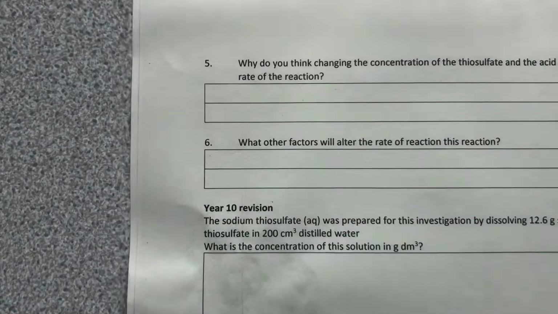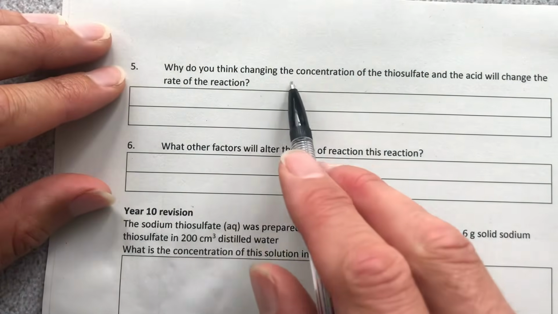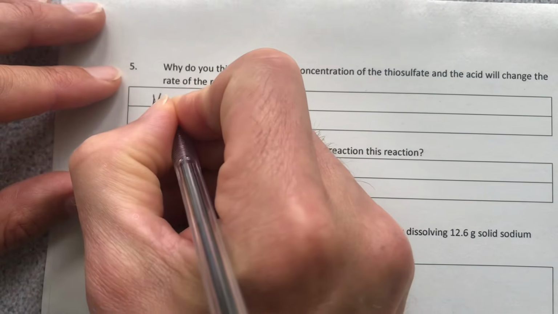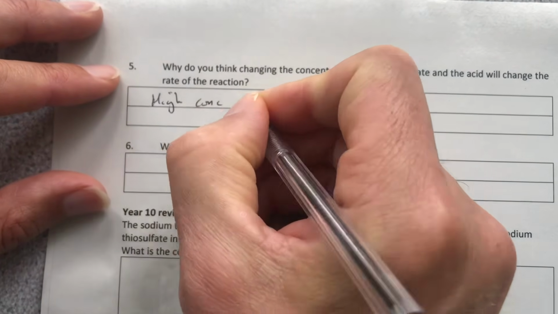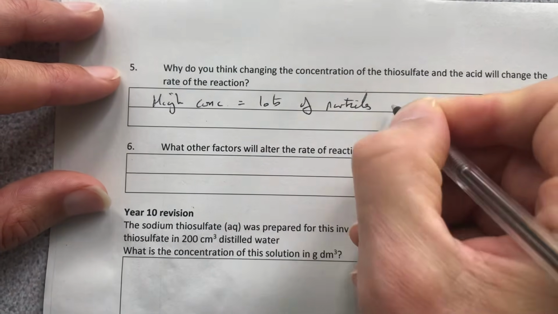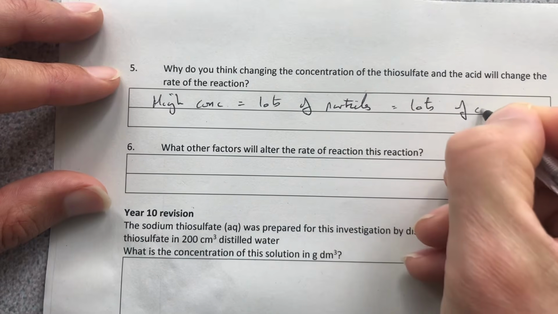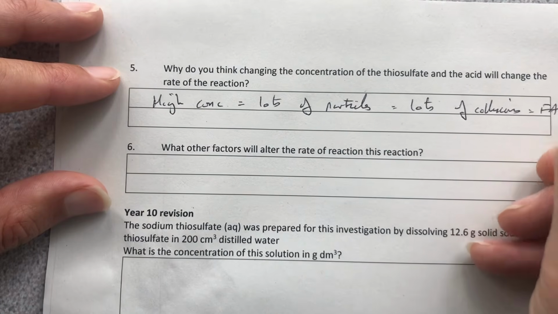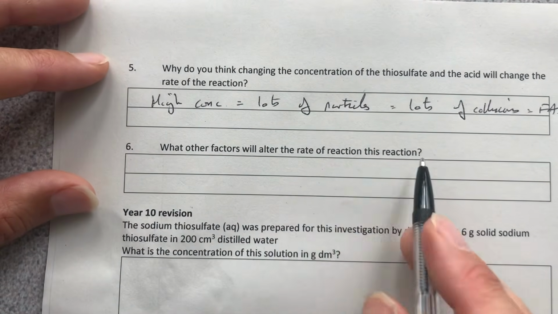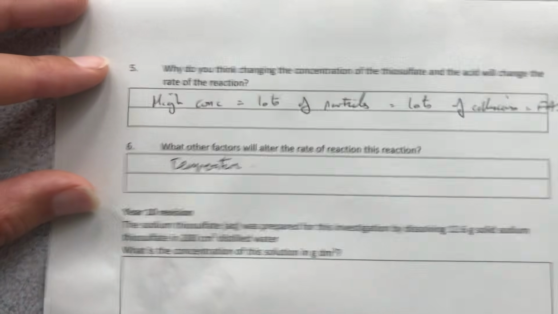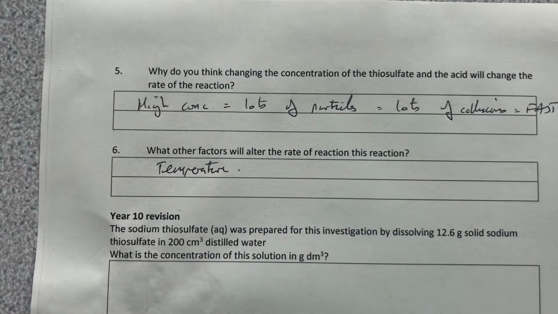Okay, and our last two questions. Why do you think changing the concentration of thiosulfate and acid will change the rate of reaction? Well, it's all about particle theory. High concentration equals lots of particles. If there's lots of particles, there's lots of collisions. If there's lots of collisions, that equals fast reaction. What other factors will alter the rate of this reaction? Well, temperature. That's the main one. And there is our second core practical about rate.